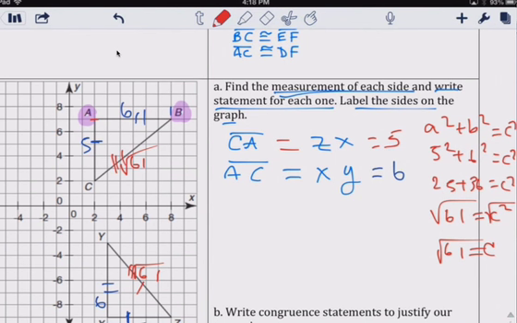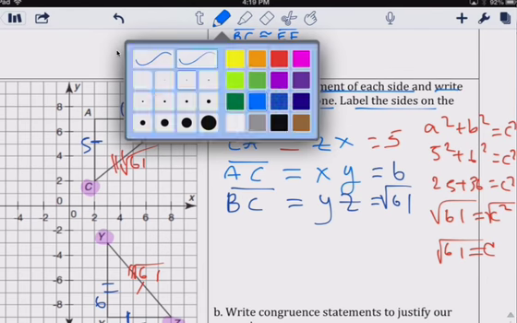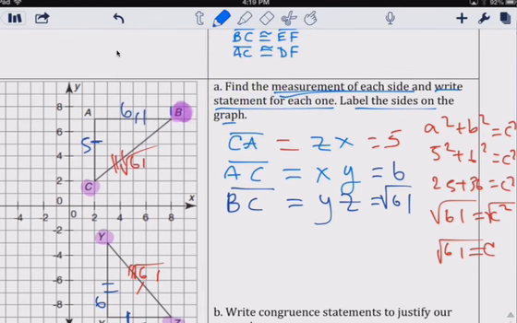So that length is, if we choose to go B to C, I need to go here, Y to Z, which is equal to the square root of 61. So we can say the two triangles are congruent by side, side, side. All sides are the same.